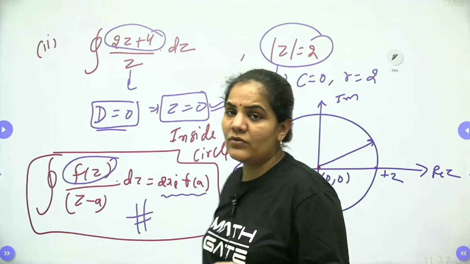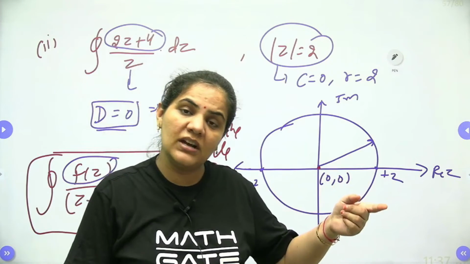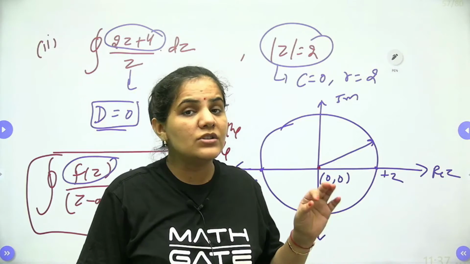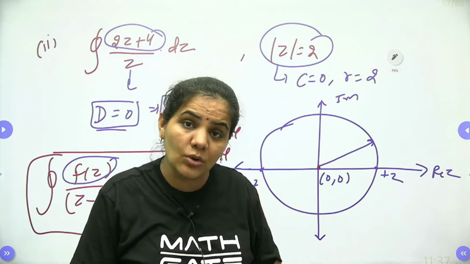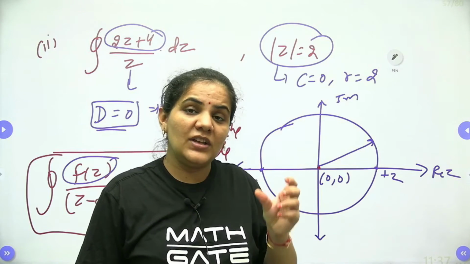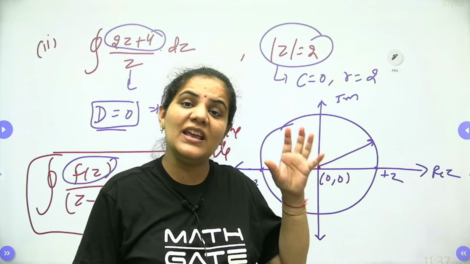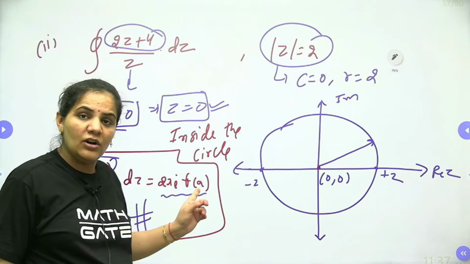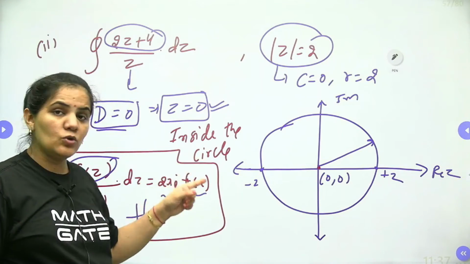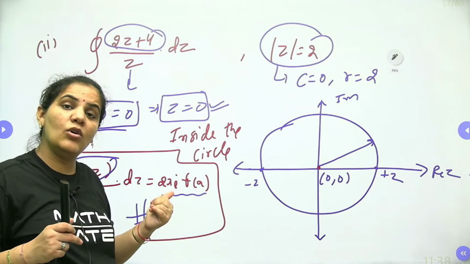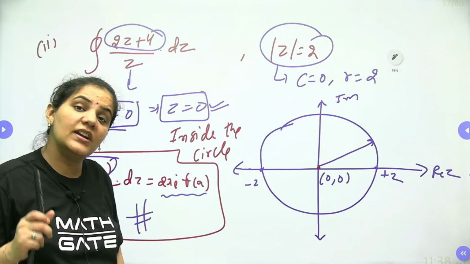As I already told you, when the point is lying outside the closed curve, the closed integration f(z) dz will be 0. Why? Because we apply Cauchy's integral theorem. But when your point is lying inside the closed curve, the result of the closed integration over c of f(z) by (z minus a) dz, if we have a single pole, will be 2 pi iota into f of a, right? So in that case, we apply Cauchy's integral formula.